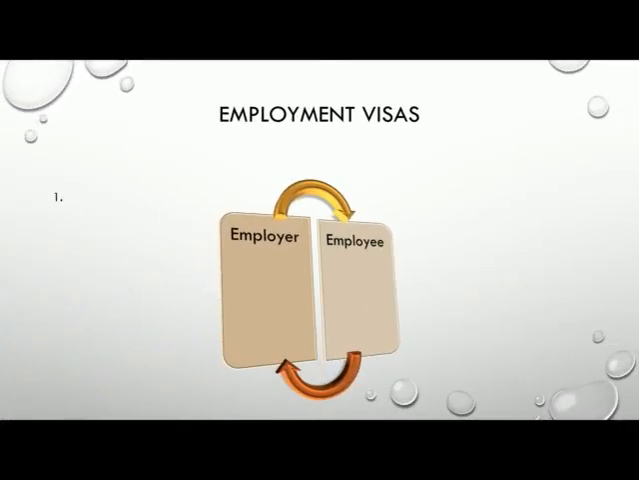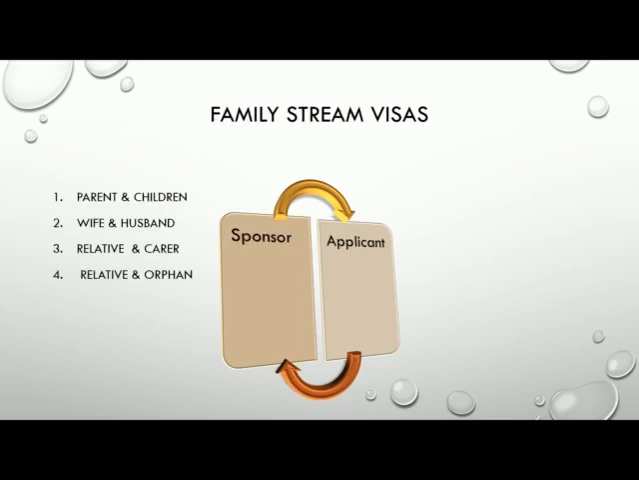Employment visas must have a relationship between employer and employee. The relationship is formed by an employment contract or letter of offer. So basically it's a contractual agreement. If there is no contractual agreement, there is no visa. If there is no contract, then the first thing is to get a job offer and seal a contract. Now we're going to talk about family stream visas.